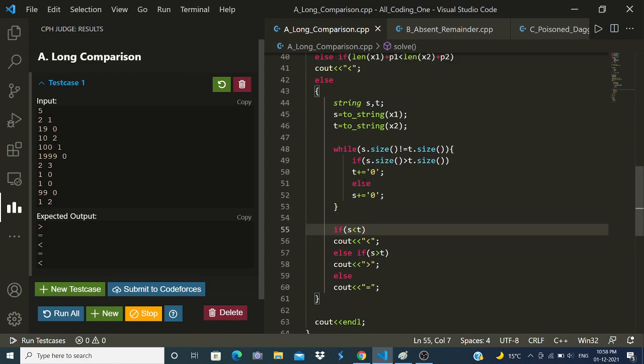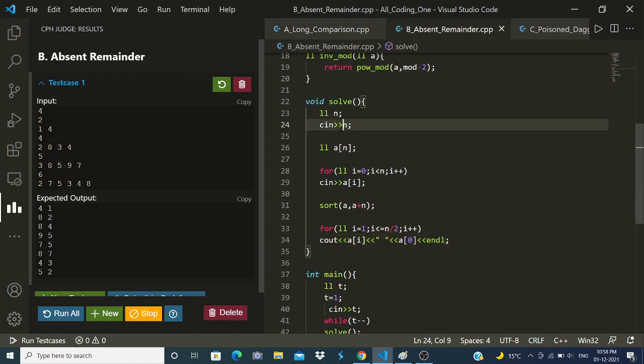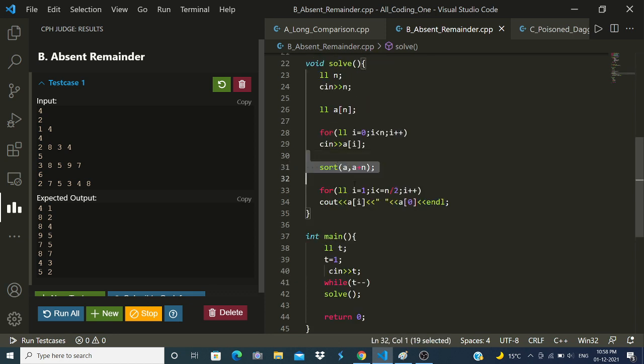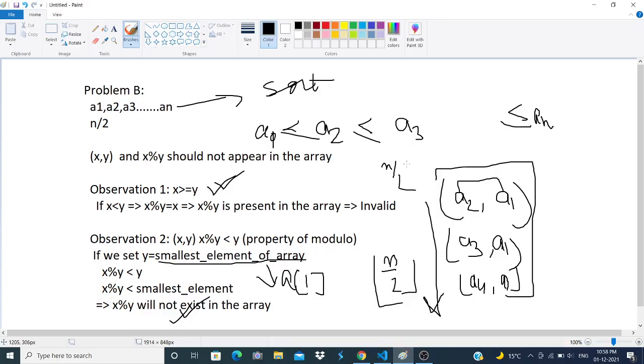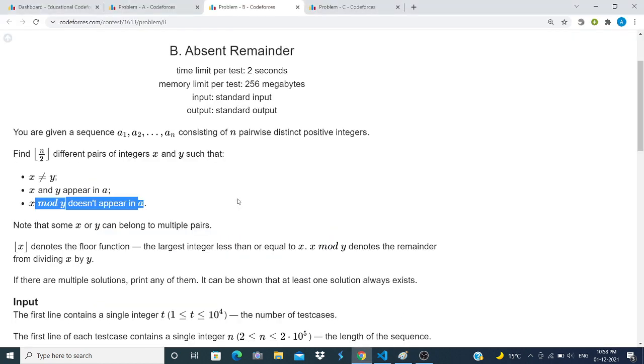So you can see my code for this. Basically, just take input n, the array of size n declared, taken all the elements in the array, just sorted it, and just printed n by 2 pairs, a of i and a of 0. So obviously you can also see that not only n by 2 pairs, you can actually find even n minus 1 pairs, right? With this observation you can find even n minus 1 pairs. So that was all about question number B.